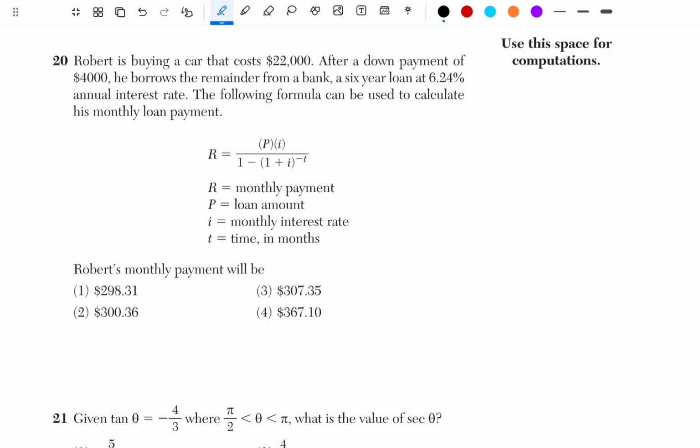So they give us all of these terms in the equation in order to solve. So we know that it costs $22,000, but a down payment of $4,000. He borrows the remainder from a bank in a 6-year loan at 6.24% annual interest. And this is the formula that we're going to use. So first, how do we know the monthly payment? That's what we're trying to find.